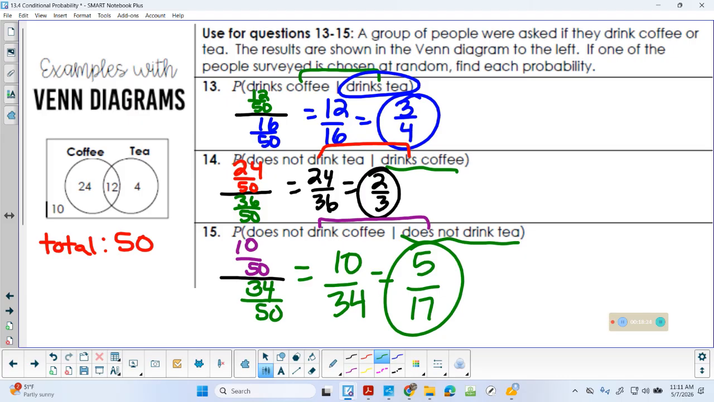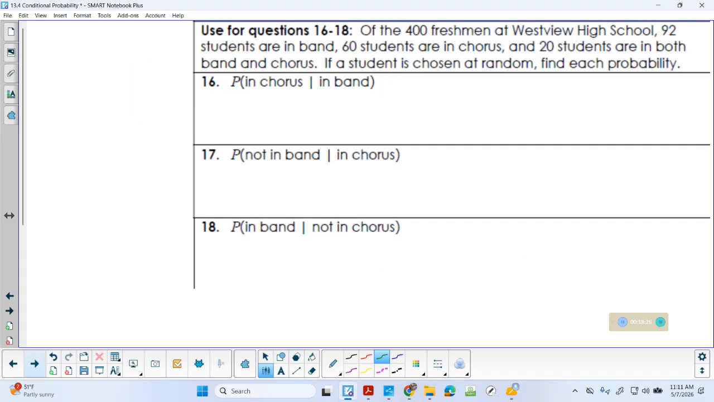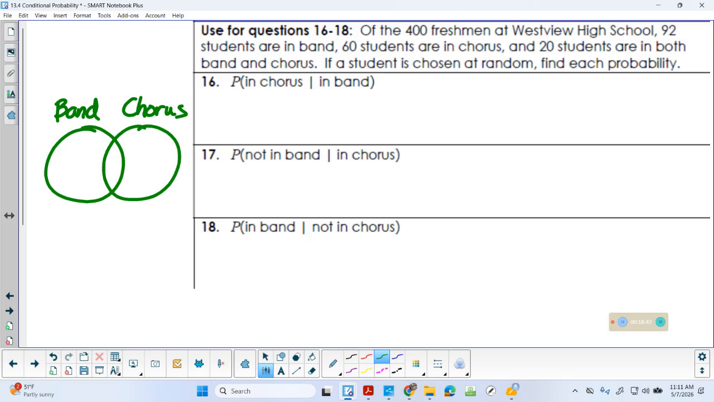All right, last one, and honestly, I think we probably should draw a Venn diagram for this one too, to help the cause, okay? So of the 400 freshmen, well, I know everything's over 400, okay? At Westview High School, 92 are in band, and then we have kids in chorus. So, all right, let's just start getting this done here. So we're going to have a band and a chorus circle. So let's just start with that. Okay, I'm going to keep reading.